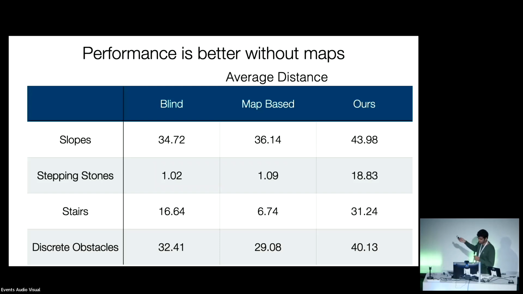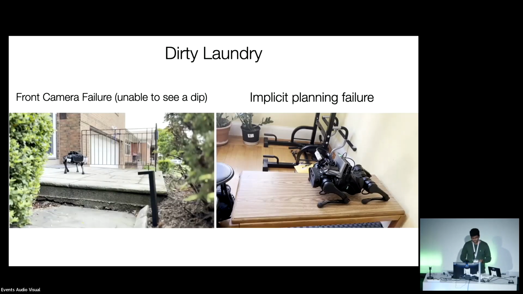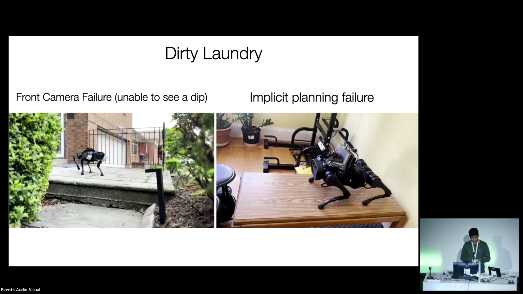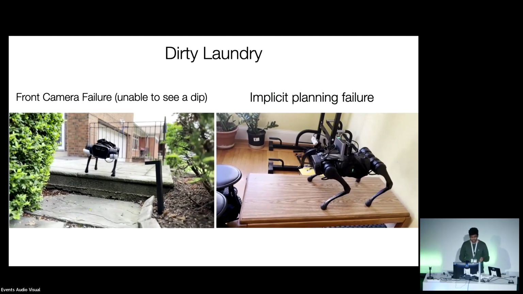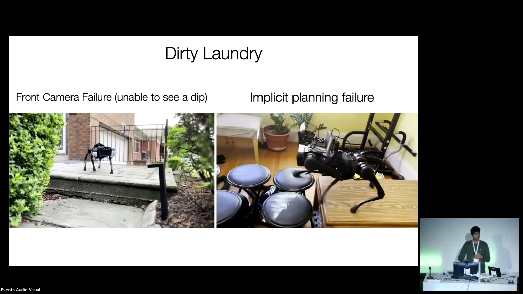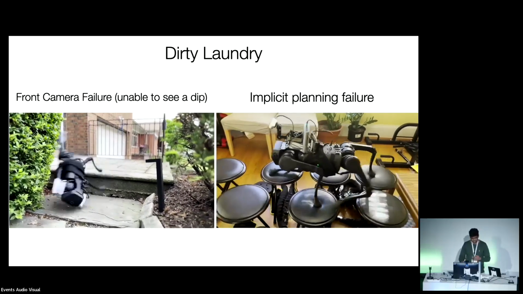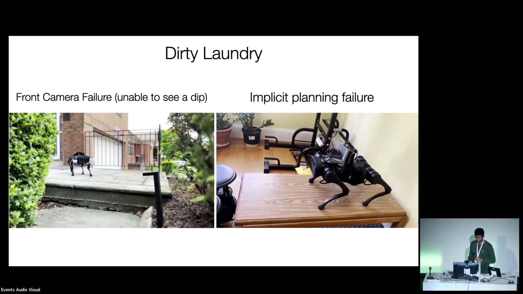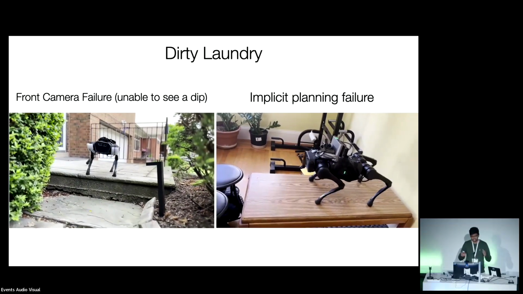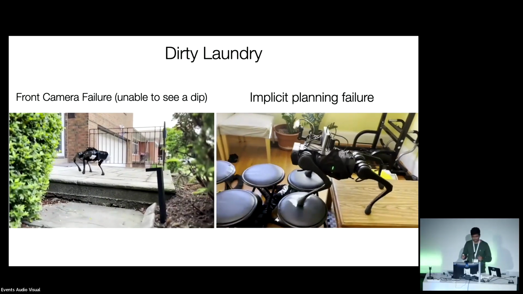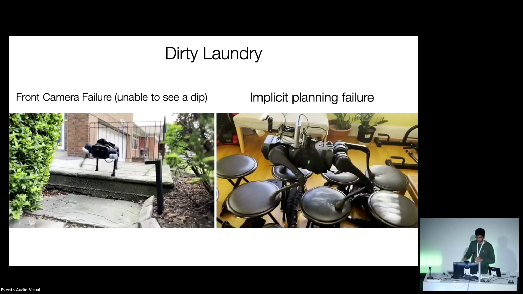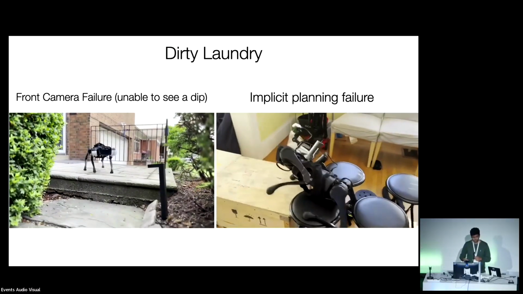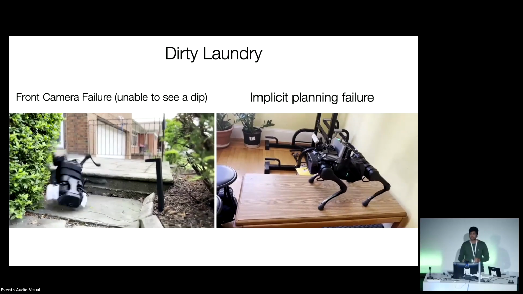And if you notice, our method is better than the baselines, but it's still not perfect. So here are two of our failure cases. On the left, you see that the robot falls down because it is unable to estimate the dip in front of the robot. On the right is a planning failure. So we ran this 16 times, each time with a different configuration of stools. And in one of these setups, you can see that the leg ends up stepping into a hole as opposed to on a stool, and it just falls down.